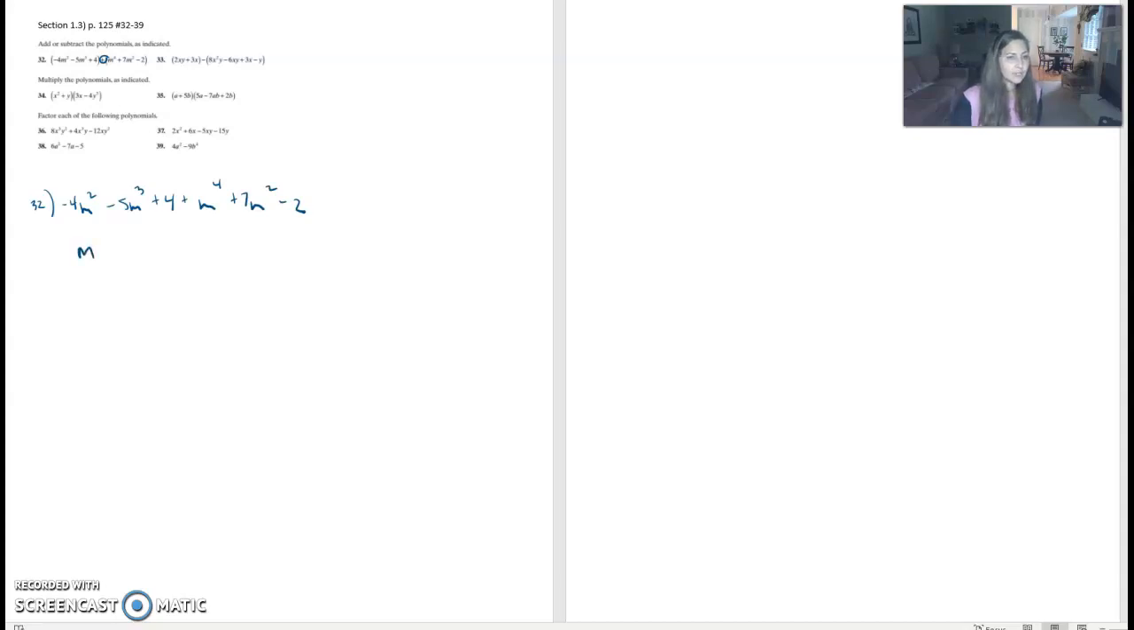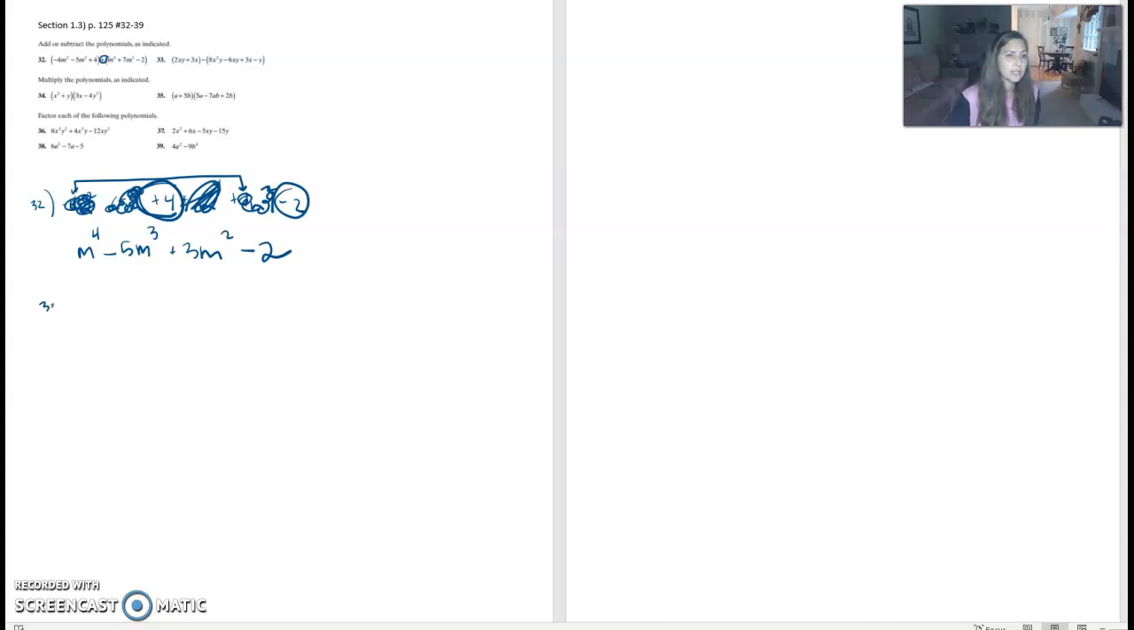I can't do anything with that m to the fourth, so I'm going to scratch it out because there's nothing else to combine it with. I can't do anything with that m to the third because there's nothing else, so I'm going to scratch it out. Now here I can combine my m squareds. I have a negative 4m squared and a positive 7m squared, I think. Those are both m squareds. So that's going to be positive 3m squared. Once I've combined them, I like to scratch it out just so I can see what's left over. And the only thing remaining is a positive 4 minus 2, which is positive 2, or plus 2.